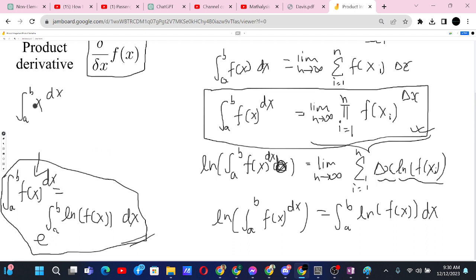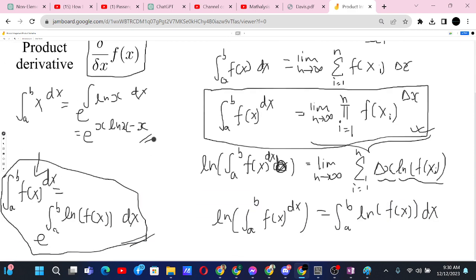Now if we want to evaluate this integral, it will be just e to the power of the integral of ln x dx, and so that will be e to the power of x ln x minus x, and that is it. We have limits, so you can evaluate that definitely. So this is the product integral of x to the power dx.